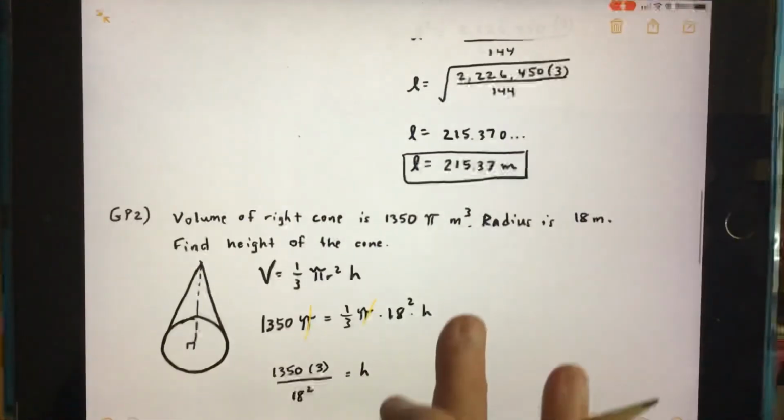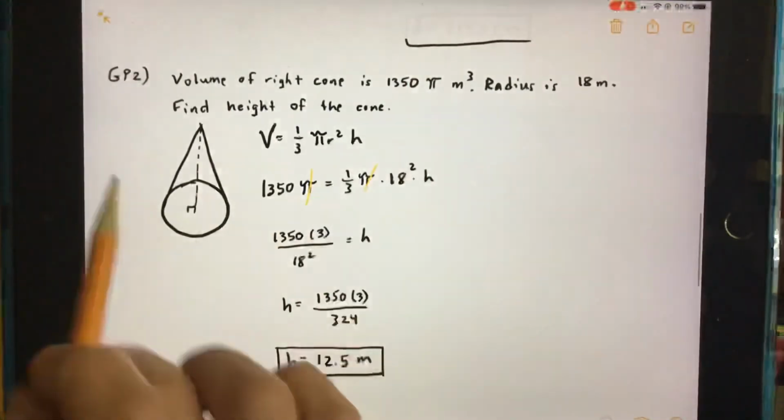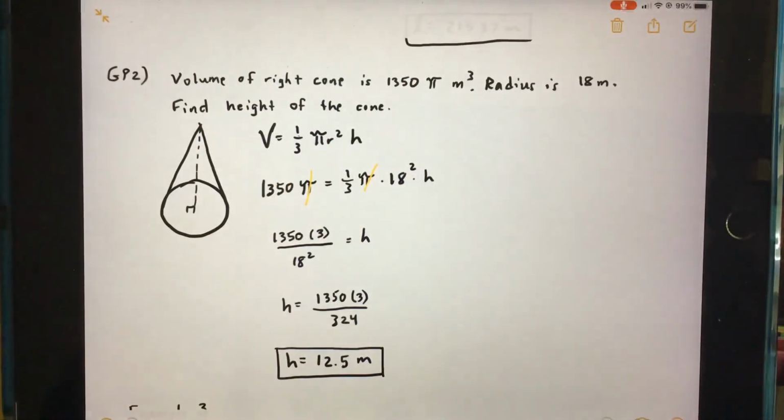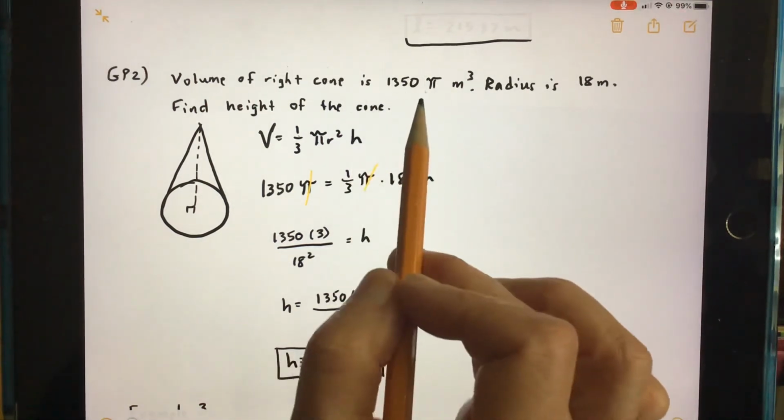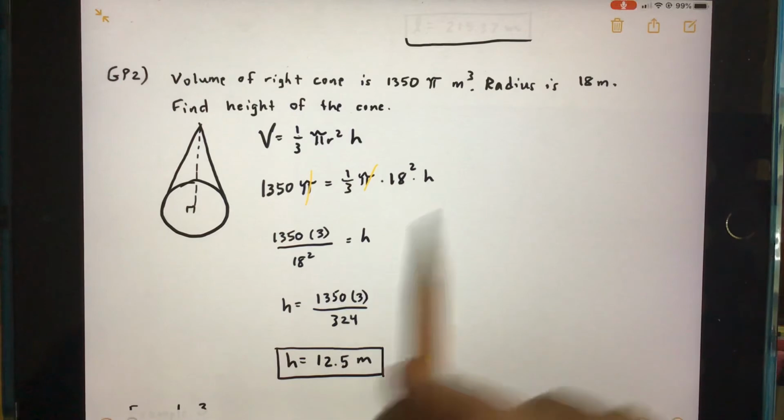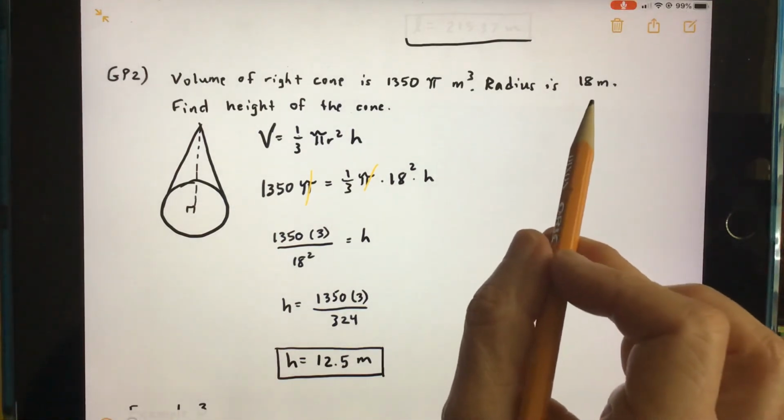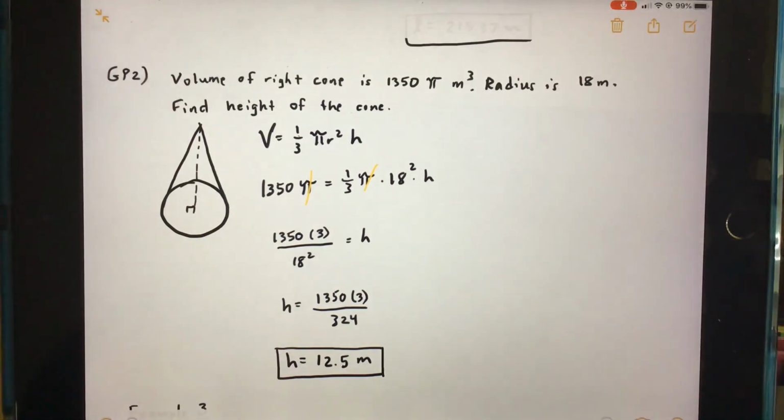All right, Guided Practice 2 doesn't give you a picture. It gives you these words. It tells you that the volume of a right cone is 1,350 pi meters cubed, so it gave us an exact value here. And then it said that the radius is 18 meters, and it says to find the height of the cone. Okay, well, we can do that.